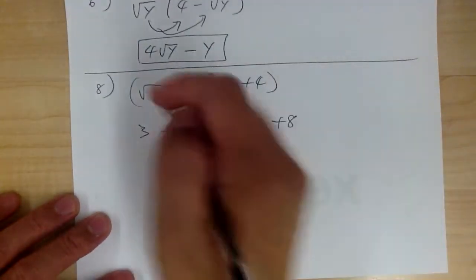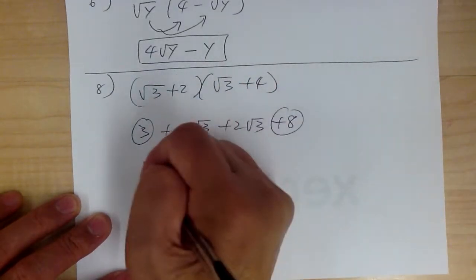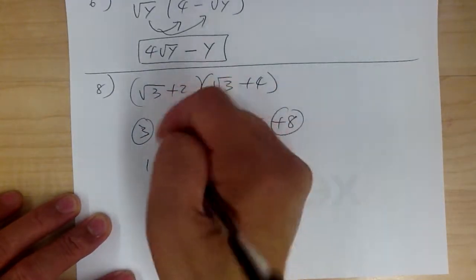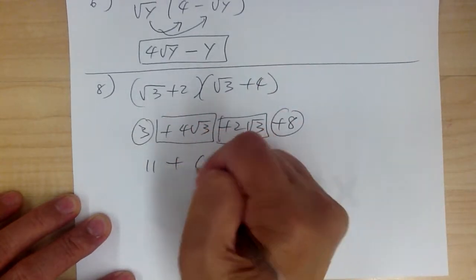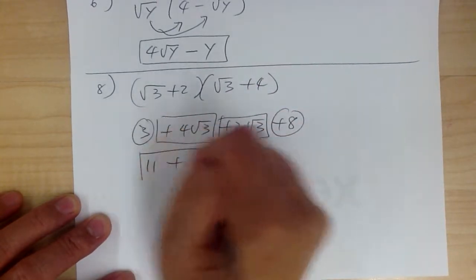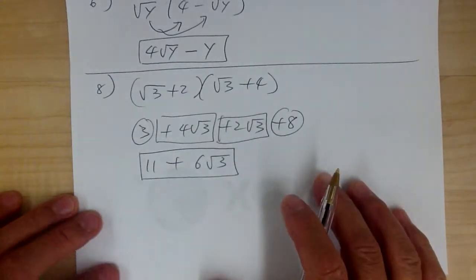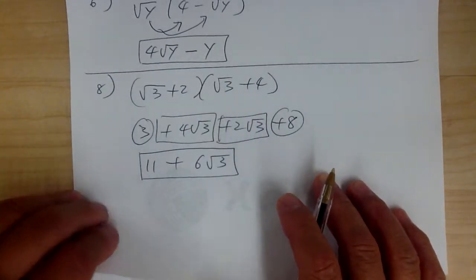Then after that, you combine the like terms. So 3 and 8 would be 11. And 4 square root of 3 plus 2 square root of 3 will become plus 6 square root of 3. Okay. Okay, let's go to number 10.